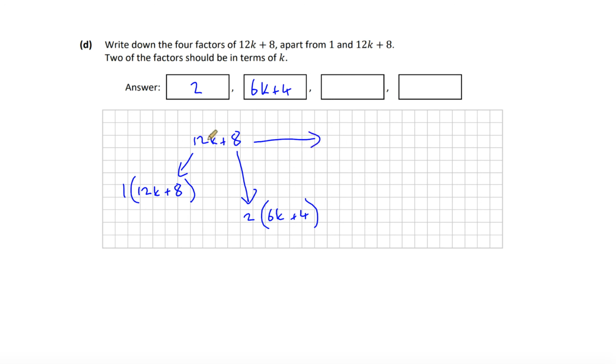Okay, well, what else can I factorize from 12k and 8? Well, the number 4 would go in also. 4 into 12k goes 3k. 4 into 8 goes 2 twice. So there's my other two factors, 4 and 3k plus 2. And I did say two of the factors should be in terms of k. That's this one and this one.